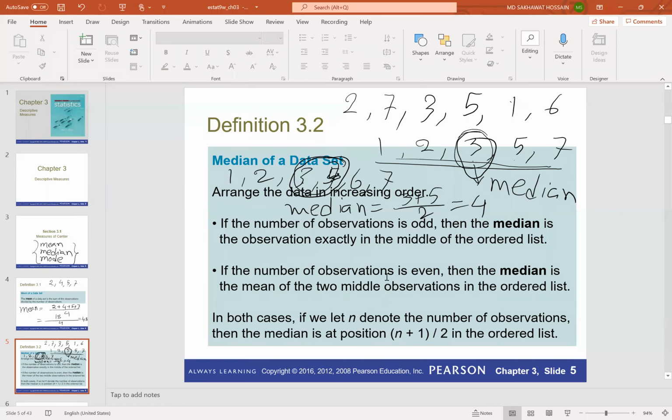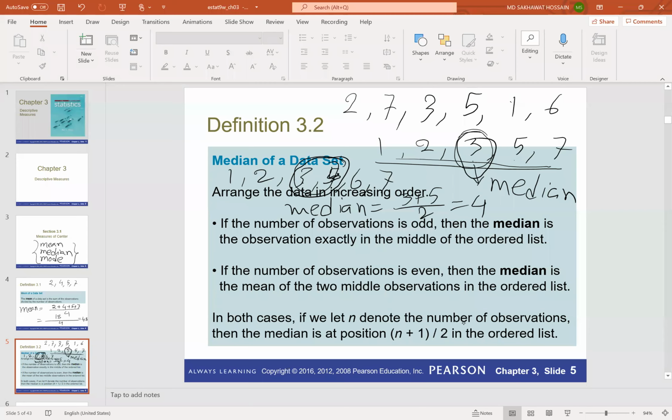So that's why if the number of observations is even, then the median is the mean of the 2 middle observations in the ordered list. In both cases, if we let n denote the number of observations, if n is odd or even, it doesn't matter, the median is at position (n plus 1) divided by 2 in the ordered list.